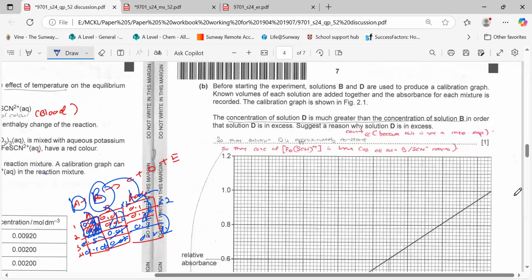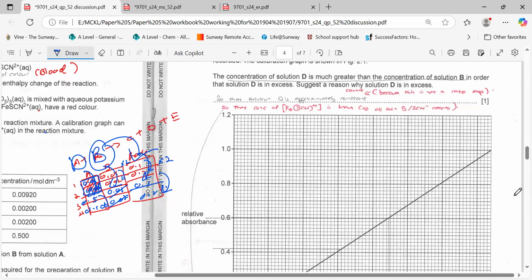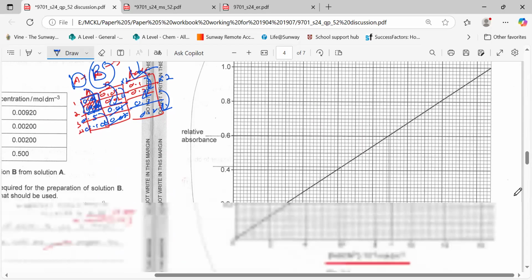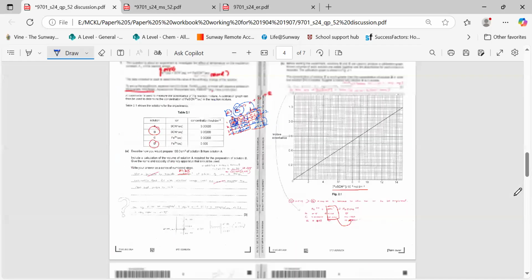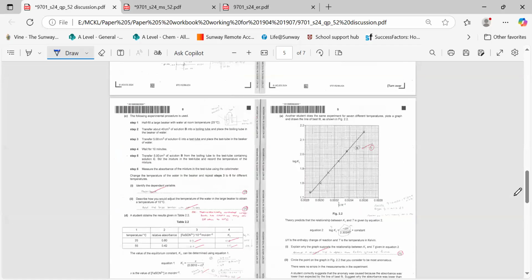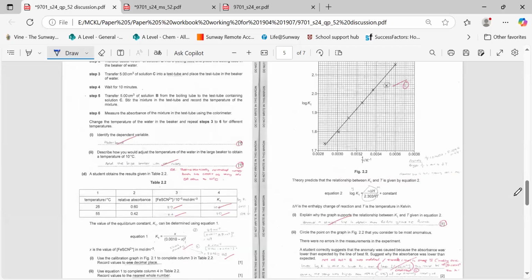Are we clear? Rather, the answer should be that we want the limiting factor to control or determine the concentration of the iron thiocyanate, because we need the concentration of iron thiocyanate to link it to the absorbance reading. I hope that's clear. All right, let's continue. Next, Part C.